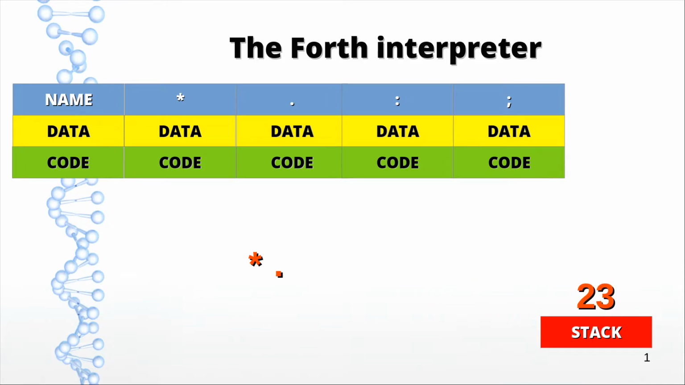73 gets exactly the same treatment. Star, however, is found in the dictionary, so its code is executed. It takes both values from the stack, multiplies them, and dumps the result back on the stack. Dot is found as well. It takes the number from the stack and displays it to the screen. The stack is empty now. That's how vanilla Forth works.